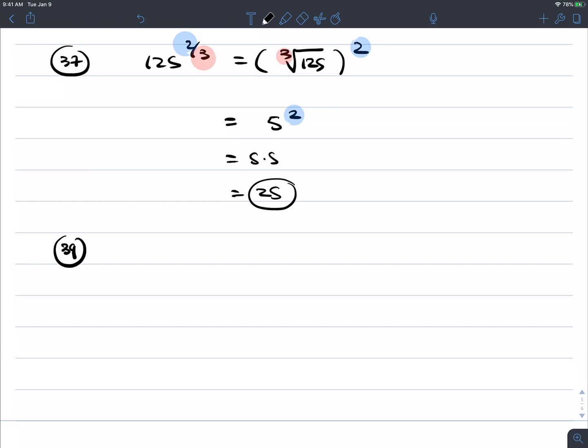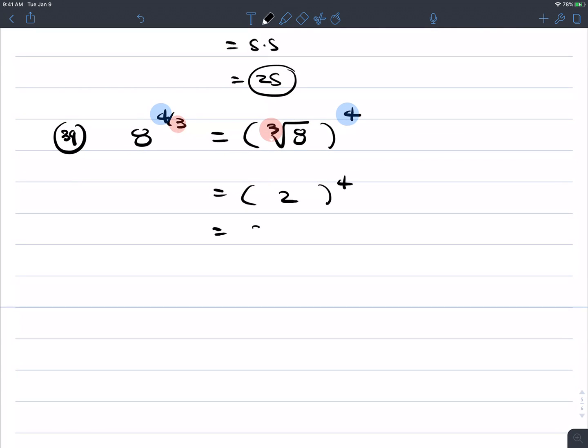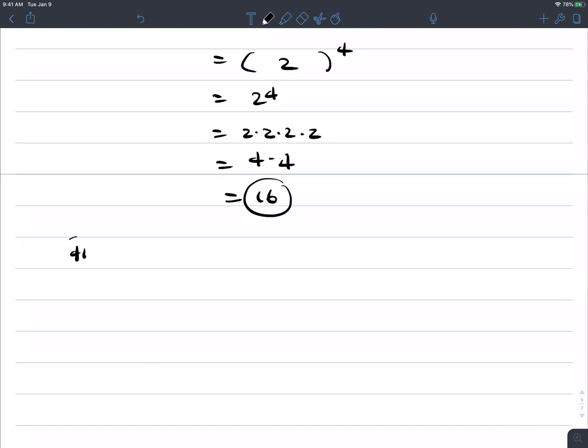39. 8 to the 4/3 power. We're going to write, keep the 4 outside. This is the cube root of what? 8. 4 outside, and then you have a 3. So what's the cube root of 8? 2. So this is 2 to the 4th. Which is 2 times 2 times 2 times 2. And then that's going to be 4 times 4, you're right, is 16. So we can evaluate these.